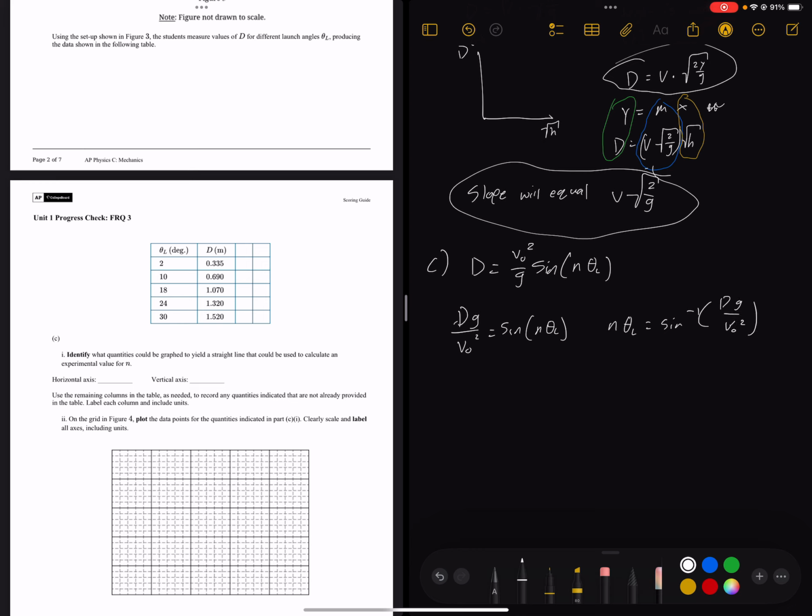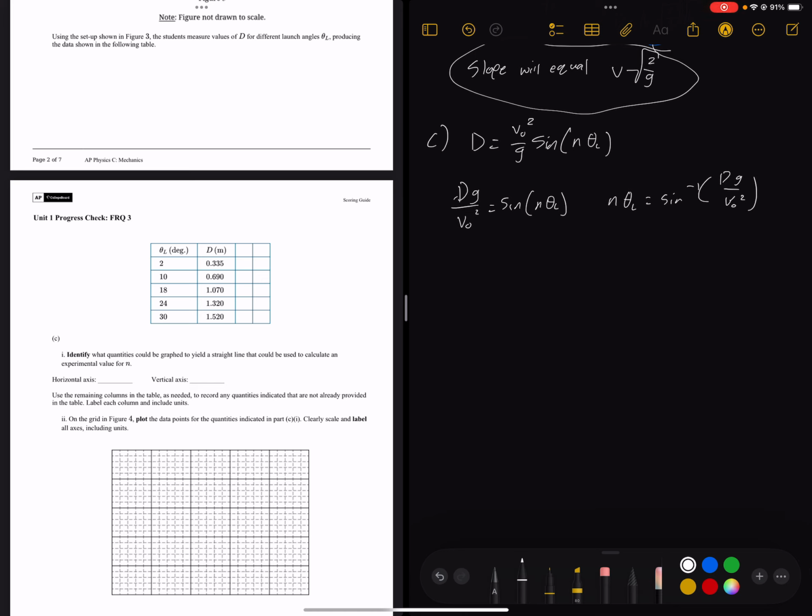All right, let me double check. I got that. Yeah, and then what I'm going to graph here, n is what we're experimentally determining, so I'm going to want that to be the slope. All right, so let's set this up in terms of y equals mx plus b. We're not going to worry about that. So for my slope, I'm going to want n. My independent variable is theta launcher. So I'm changing the angle of the launcher, and I'm seeing how that affects the range of the projectile. The range of the projectile is my dependent variable.